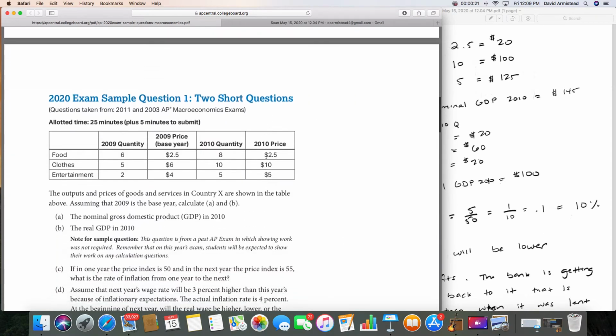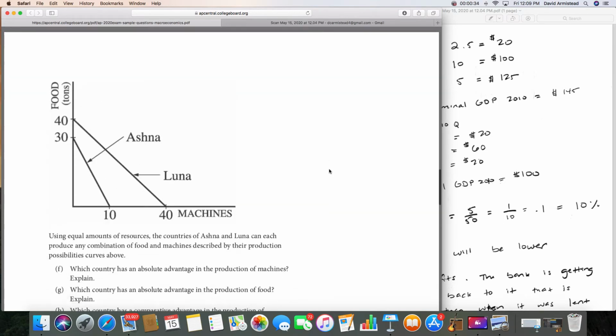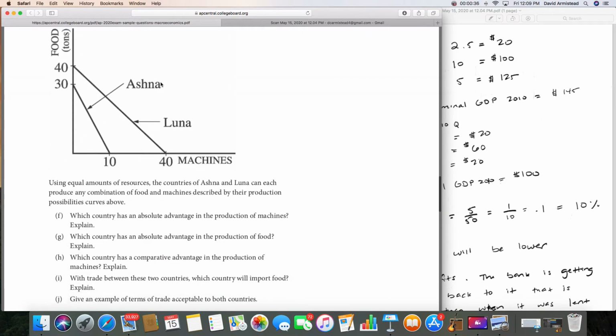So pull it up. The first thing you see is you've got one that includes getting nominal GDP, real GDP. It's got using that inflation rate index and stuff like that. That's the one I'm going to do today. The next one they have is a comparative advantage. I did comparative advantage yesterday. If yesterday felt comfortable, you should feel comfortable doing this one. I suggest you do it.